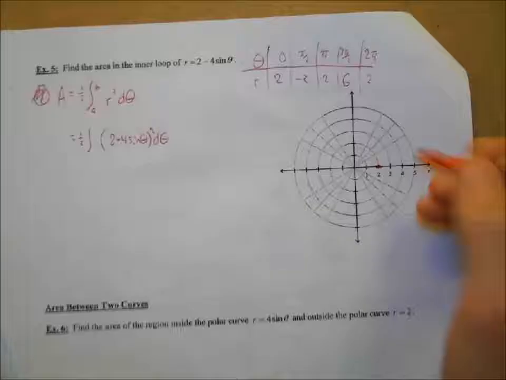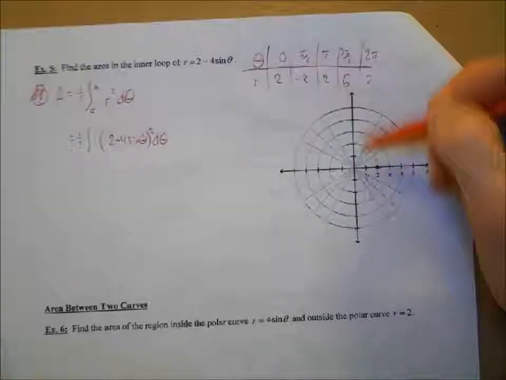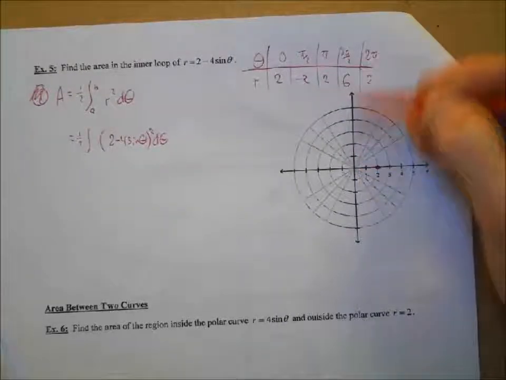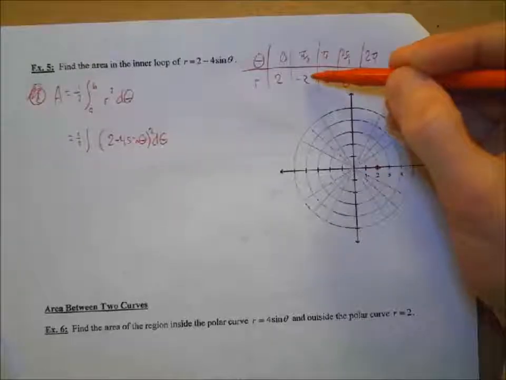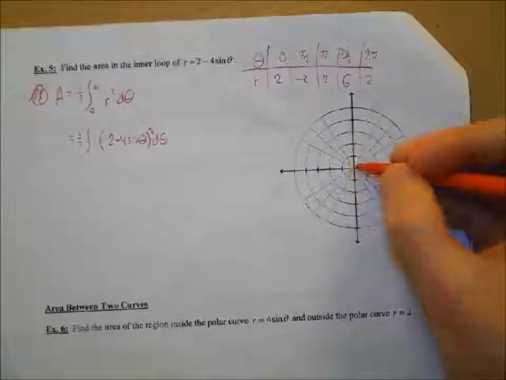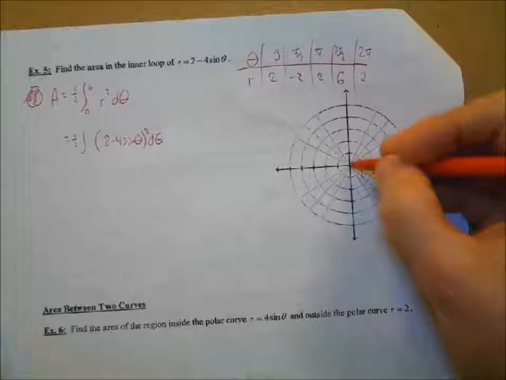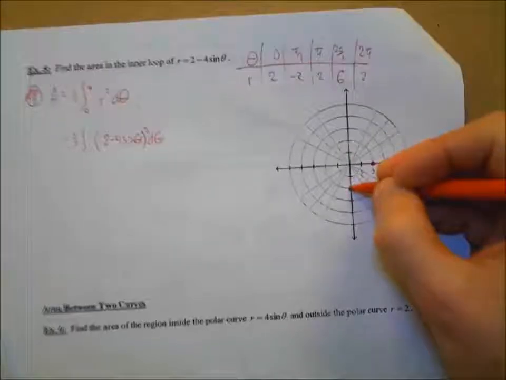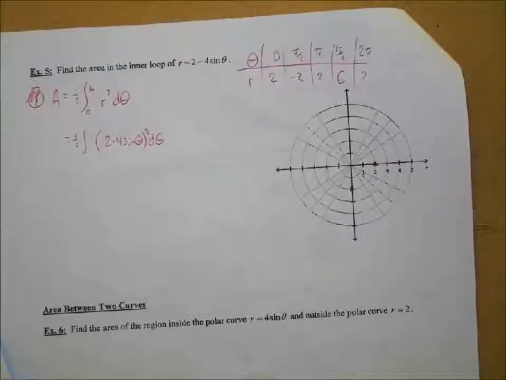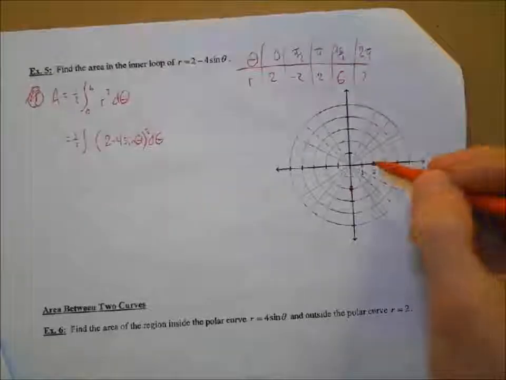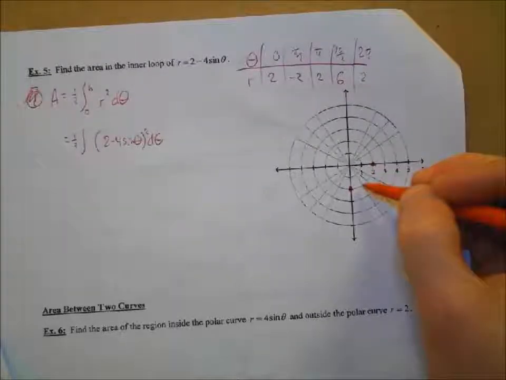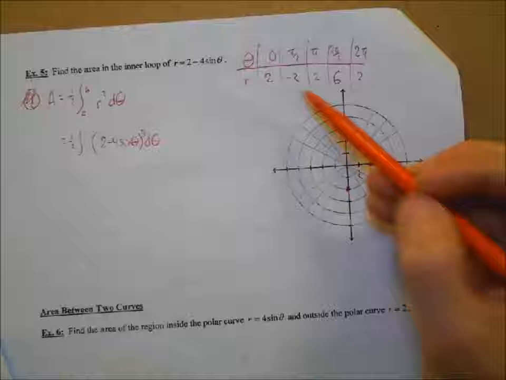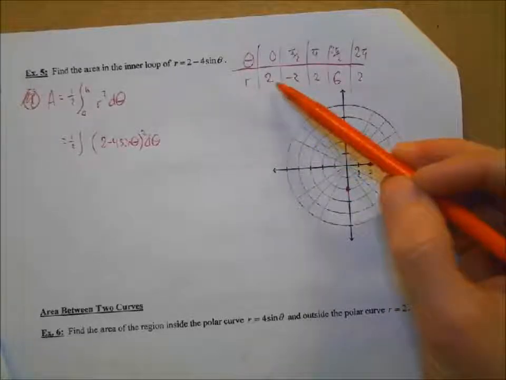Okay? And then the next angle, pi over 2, is in this direction. It's a negative 2 r value. So that means, instead of going towards pi over 2, we're going 2 away in this direction. Okay? Now this is a little bit funky, because we have to go from this point and connect to this point. And that means we're going from an r value of 2 to an r value of negative 2.